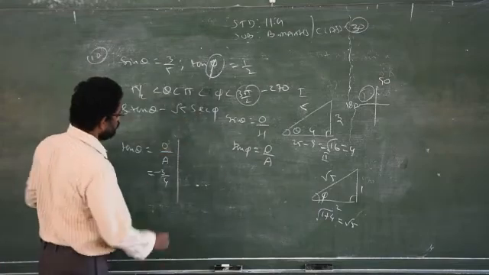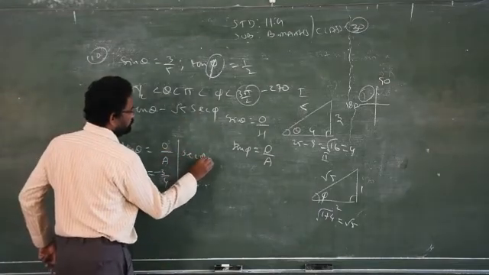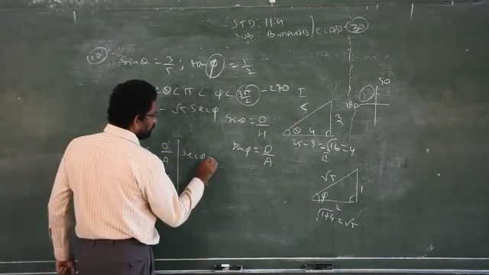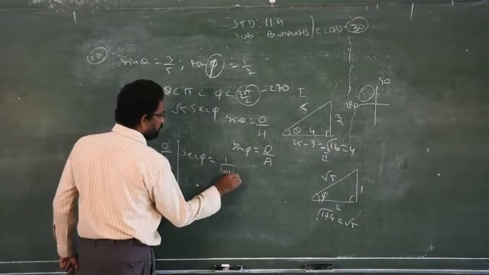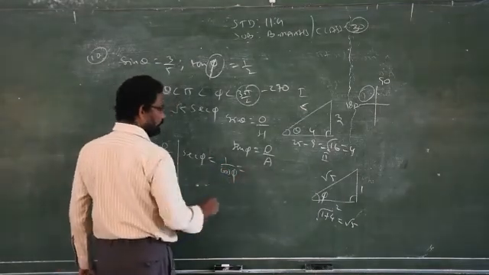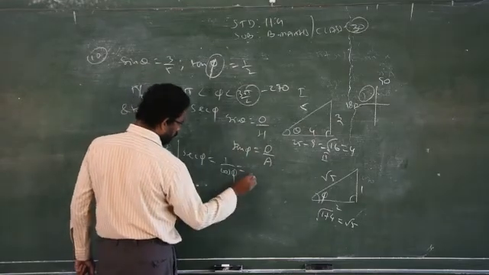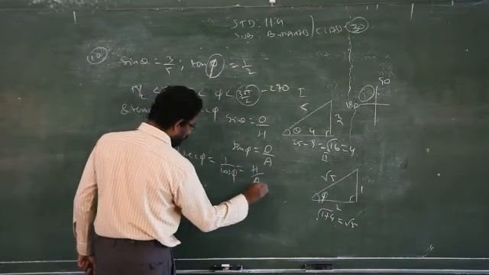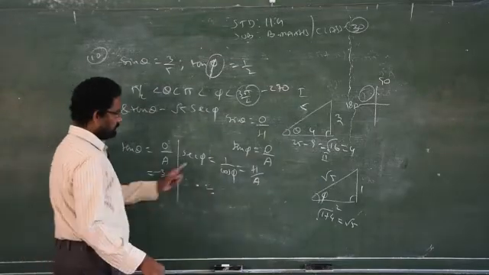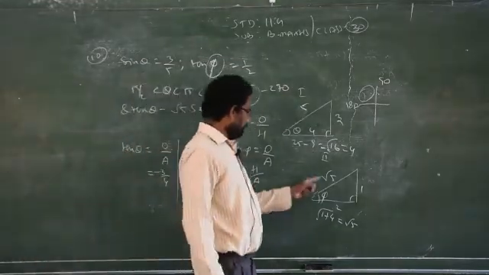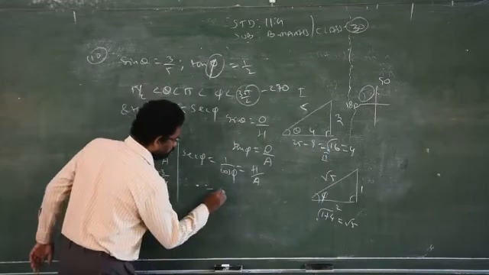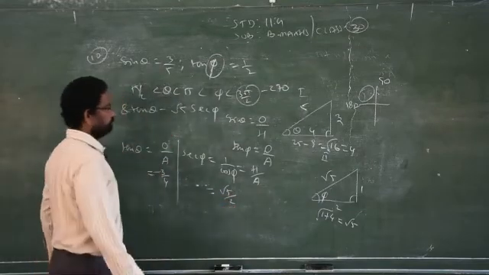Next you have to find secant phi. Secant phi is the reciprocal of cos phi. So what is the formula for cos phi? That is adjacent by hypotenuse. You take the reciprocal, you will get hypotenuse by adjacent. So refer to diagram number 2. Hypotenuse by adjacent, so root 5 by 2.